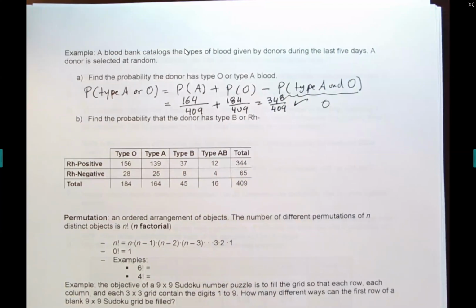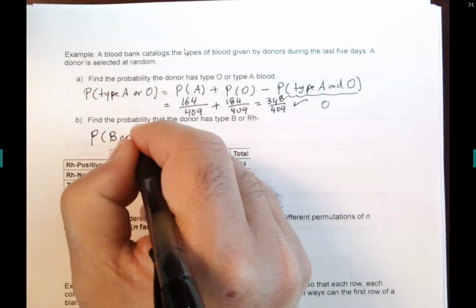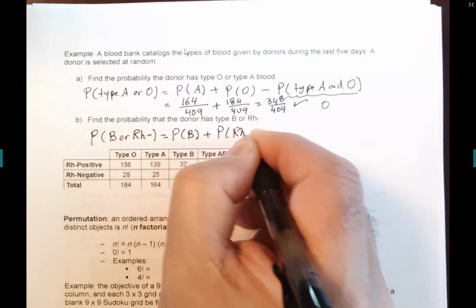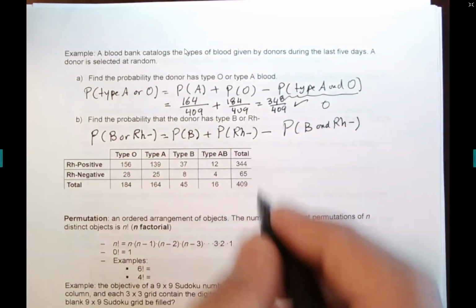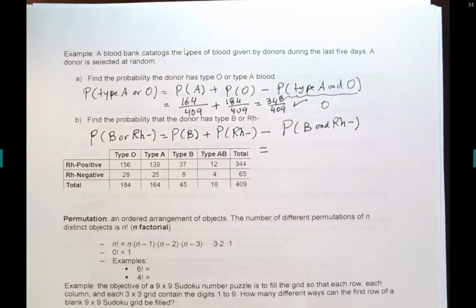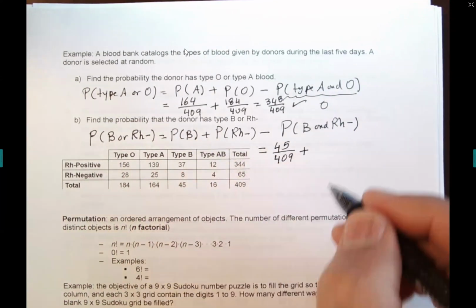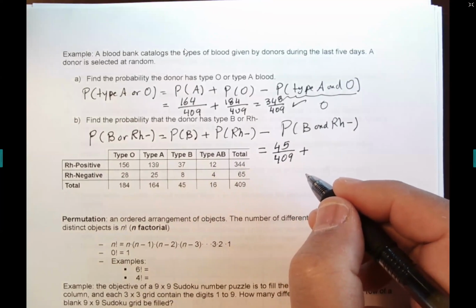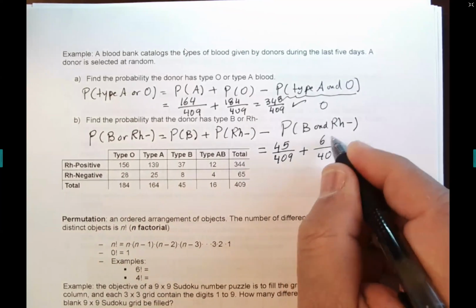Find the probability of a donor that has type B or RH negative. Okay. According to the formula, guys, it is the probability of B plus the probability of RH negative minus the probability of B and RH negative. Okay, let's answer them together. What is the probability of selecting a donor that has type B? 45 out of 409. That's not a very common blood type. That's my blood type, B minus. Okay, what's the probability of selecting someone who has a negative blood type? Yes, 65, it's right here.